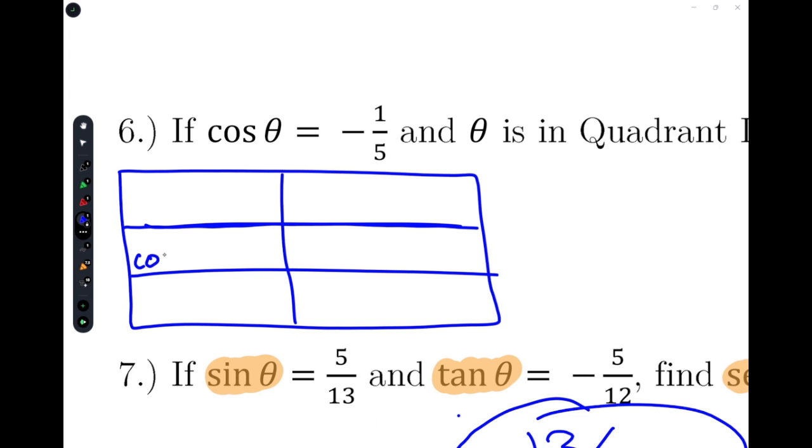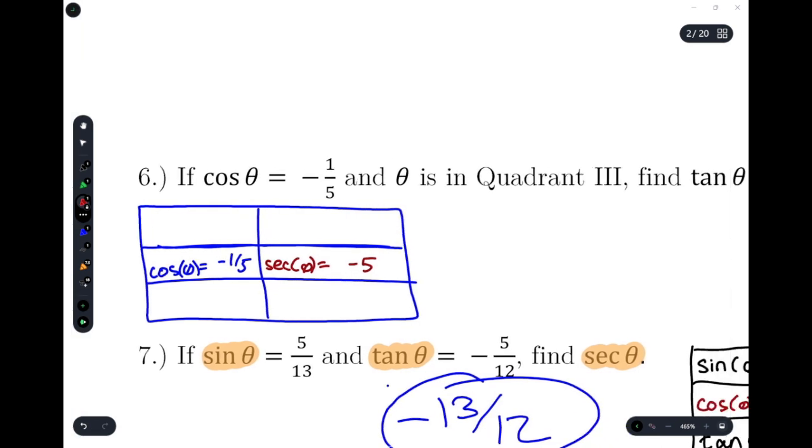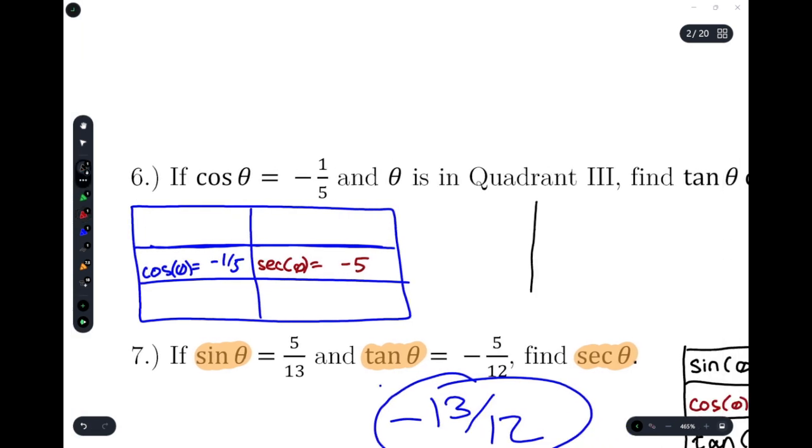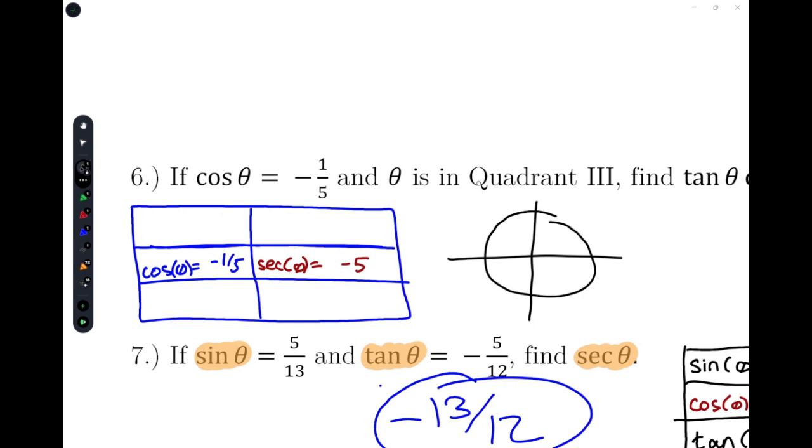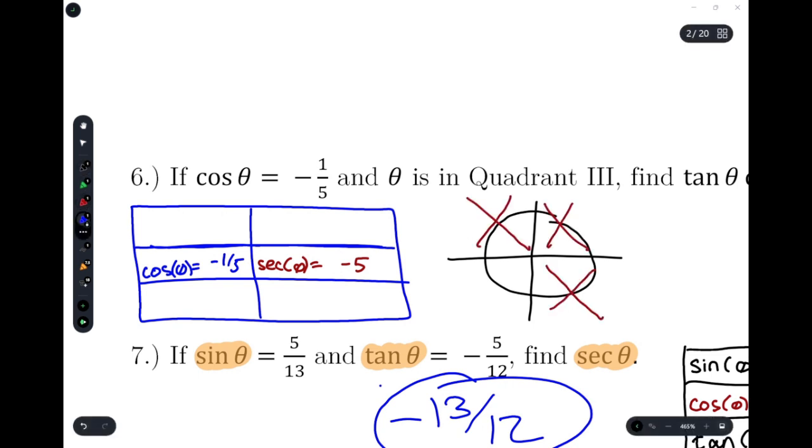So we know that the cosine, adjacent over hypotenuse, is negative 1/5. So you know what I know right away? Secant is negative 5. And it's in quadrant 3. Nope. Nope. Nope. It's down here.